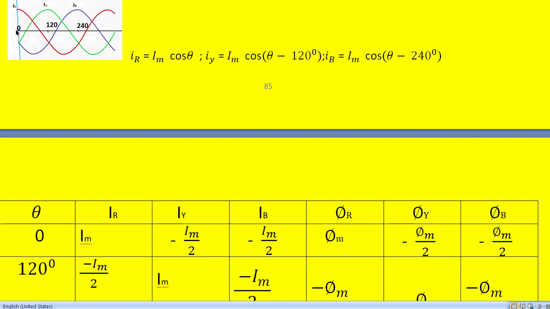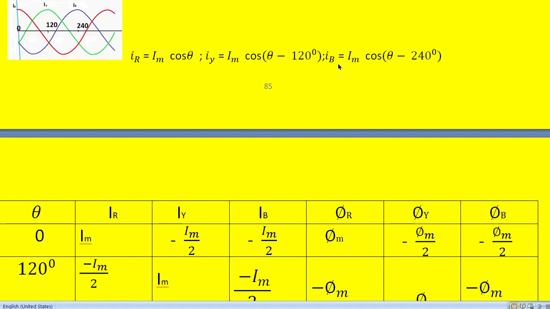Similarly, at theta equal to 0, you can see here, Iy value is minus Im by 2. This is Iy, and its value is only in the negative direction, and the value is minus Im by 2. That is what we have written here.